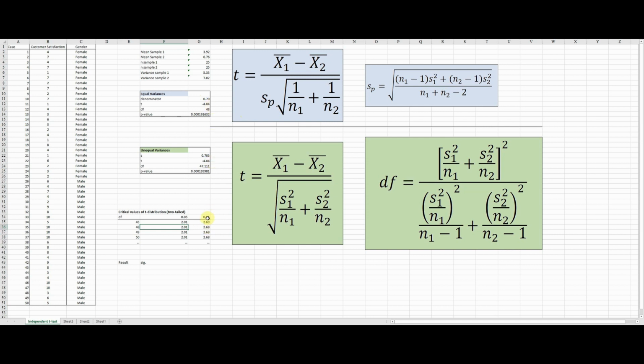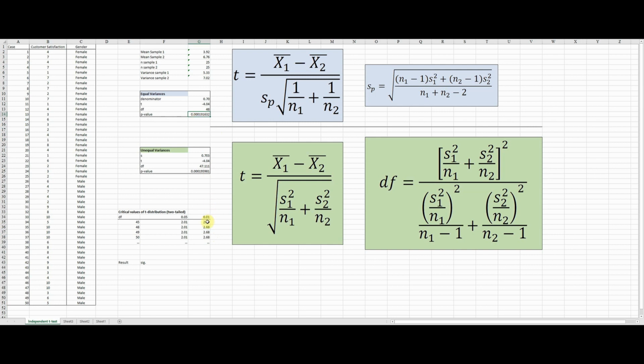But also if we would have set an alpha value of 0.01, the critical value would be 2.68. Still, it would be exceeded by our calculated t-value. So we have a highly significant result here. Well, what else you could do is to let Excel calculate the exact p-value. And as you can see, this is also highly significant.